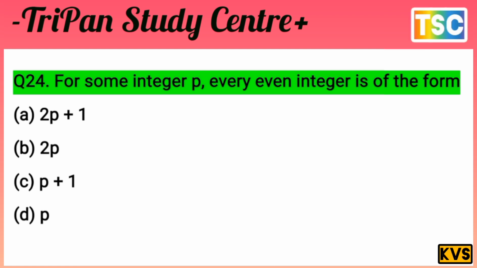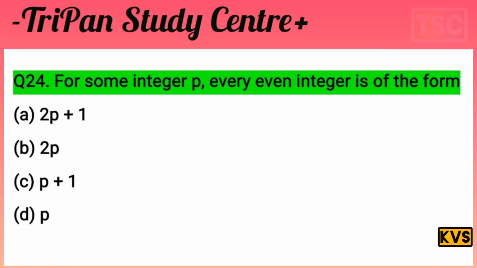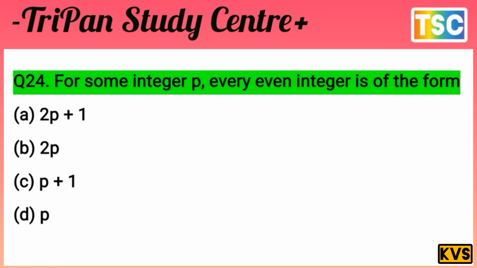The question is clear. For some integer p, every even integer is of the form 2p. It means option B is correct. For some integer p, every even integer is of the form 2p only. That is the correct answer. Option B is correct. Let's see the next question.